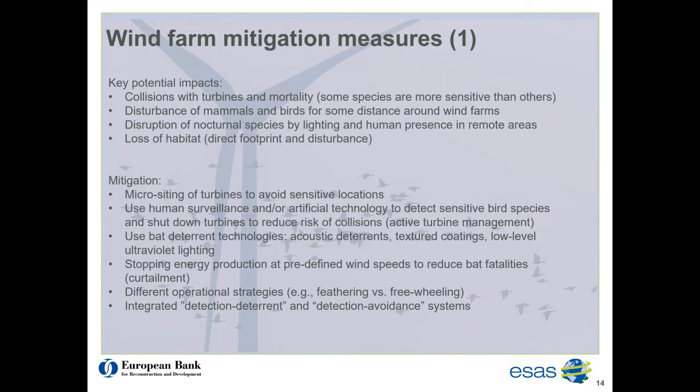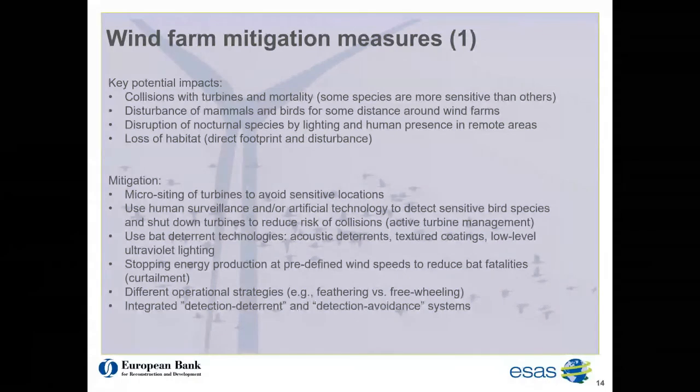This might be human observers or it might be artificial techniques to know when sensitive species might be present and to have automatic shutdown mechanisms in turbines that allow risk of collision to be reduced. And this is becoming much more common, and there are some very elaborate techniques available that can be considered. Some of these use acoustic deterrents for bats, others adjust the colour or coatings on the turbines, and low-level ultraviolet lighting has also been used to deter bats so that they avoid coming into collision with the turbine.